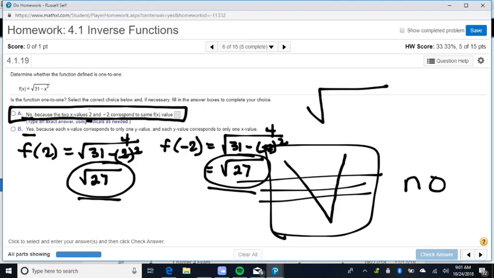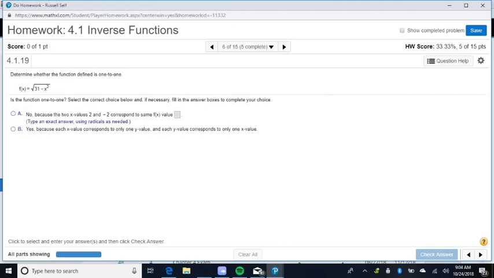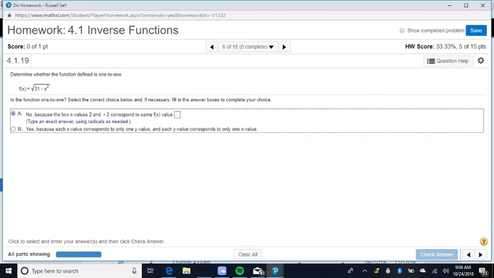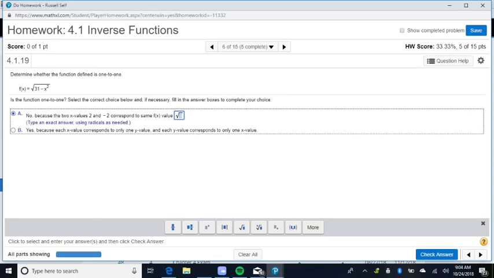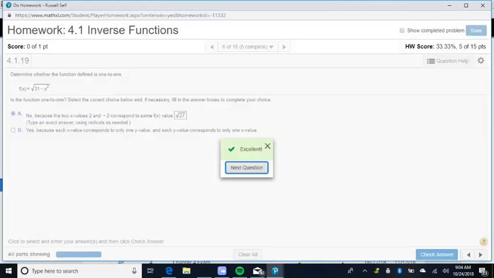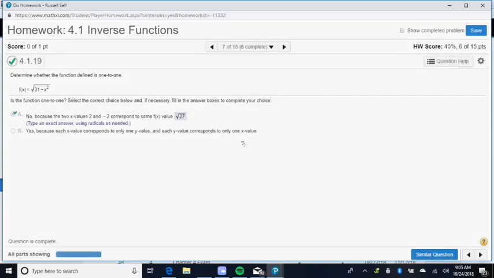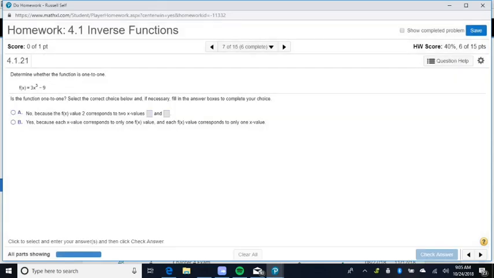Okay? And they're forcing you to do that because they want the value in there. All right? So you're going to have to type in the value. So it's no, because two x values, 2 and negative 2, they'll give you the values they want you to use, lead to the same y value. Okay, so just plug in the numbers that they give you and see, and you can double check it. It's kind of another way to be able to tell. But again, if you can tell the parent graph, that's the easiest way.